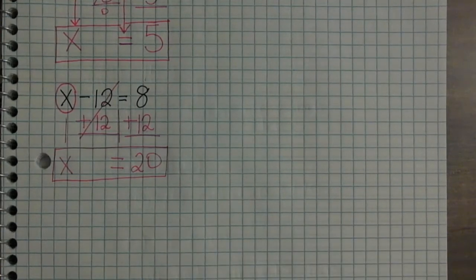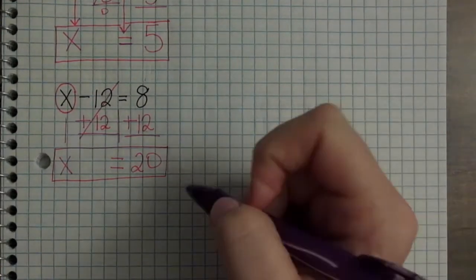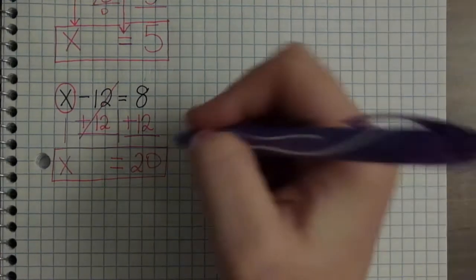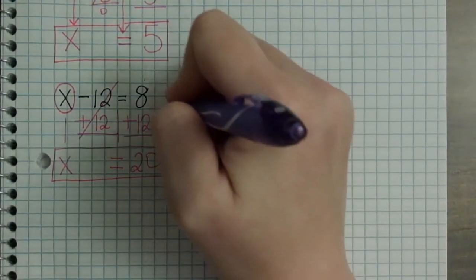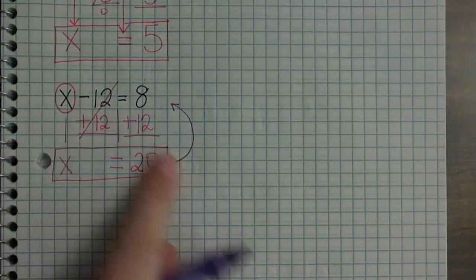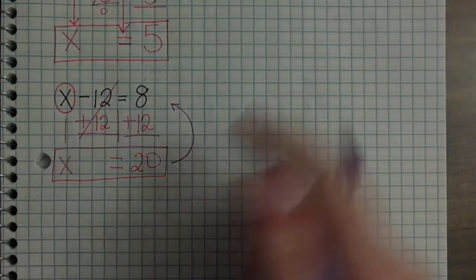Okay, I am going to start having you get in the habit of checking, especially because when you're doing your assignments, most of the time it's going to tell you if you're right or wrong. So if we plug 20 back into this equation, I'm going to plug it in for x because it says x equals 20.